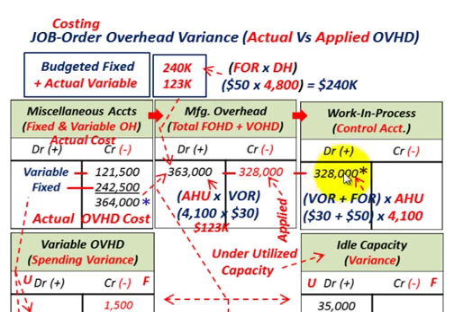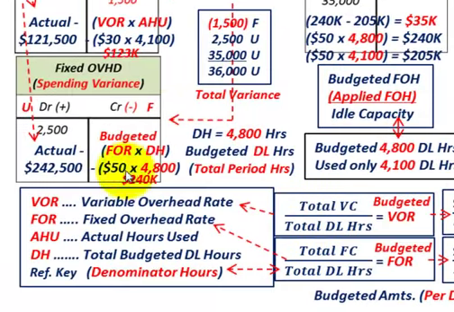So we're going to have a difference between the overhead that we've applied versus our actual overhead costs. And then we're also going to have a difference between our budgeted overhead that we have for the period and our actual overhead costs. And those we're going to have to determine the variances on. So the first thing we have to do is, let's go down here.